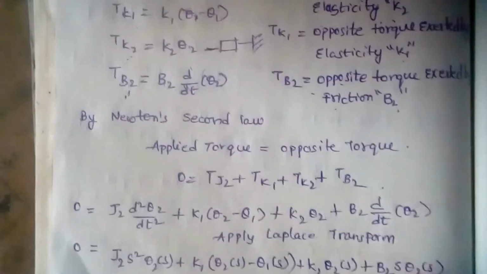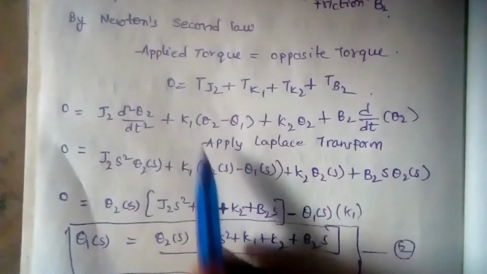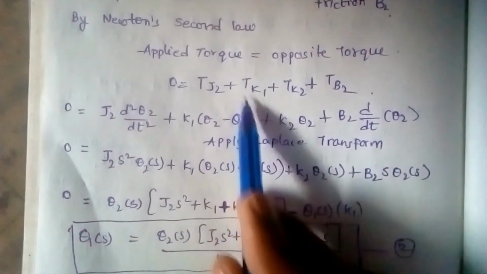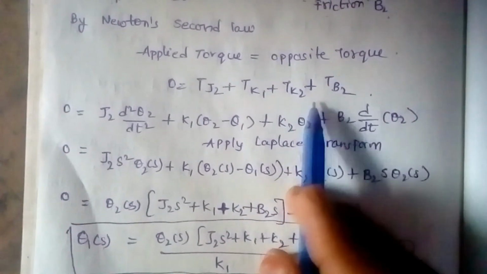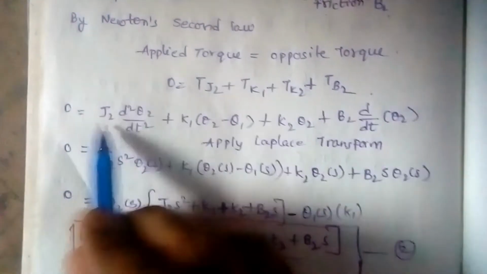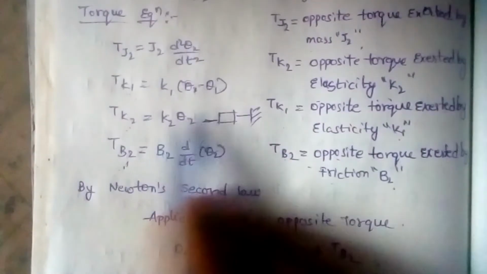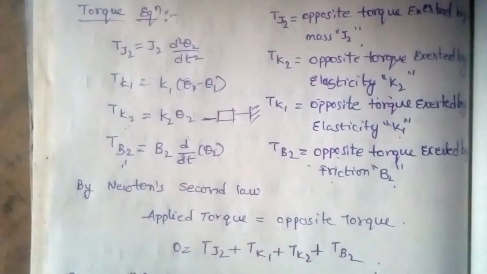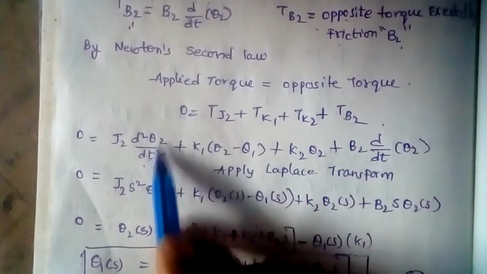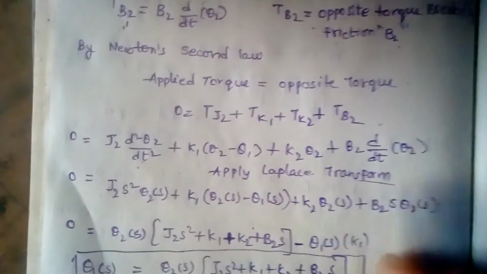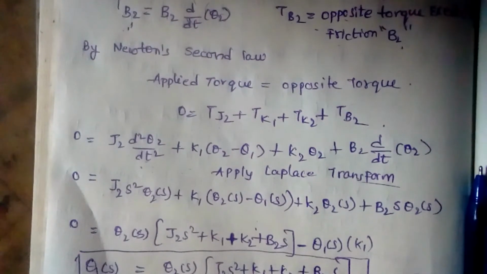By Newton's second law, the applied torque is not there here. As you see in the diagram, the torque is 0. Tj2 plus Tk1 plus Tk2 plus Tb2 is equal to 0. These are the opposite torques. Substitute these equations, where Tj2 is J2 d square theta 2 by dt square. After that we have to find the Laplace transform.